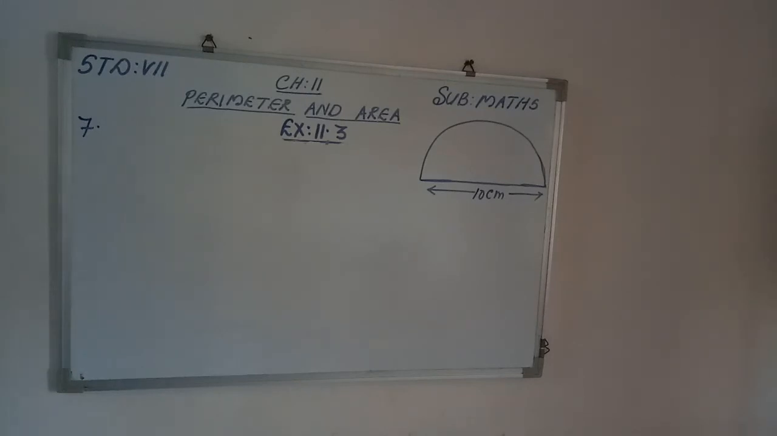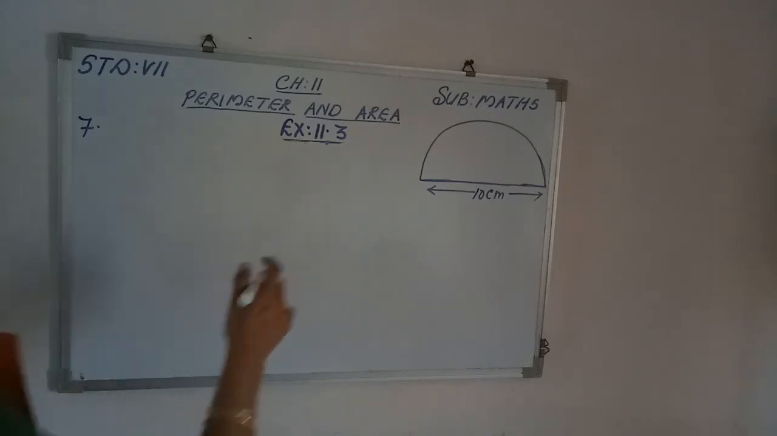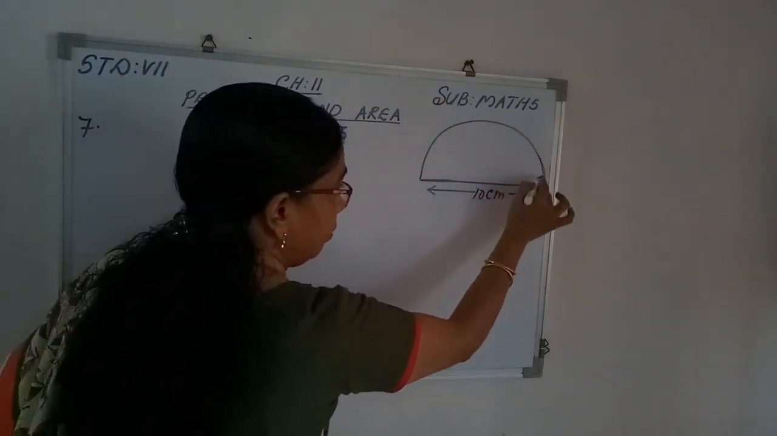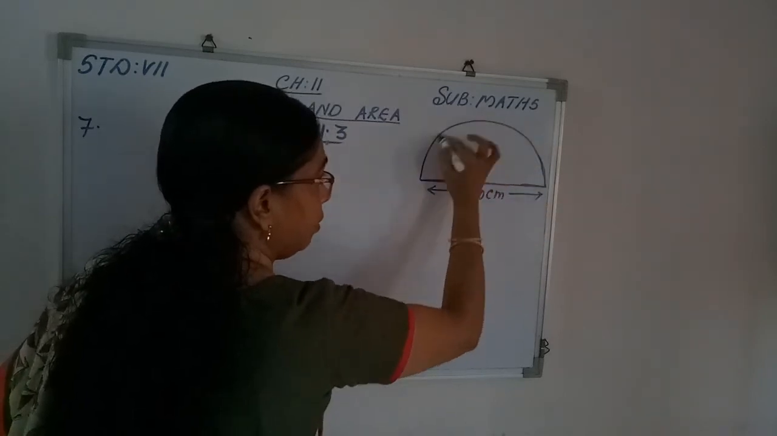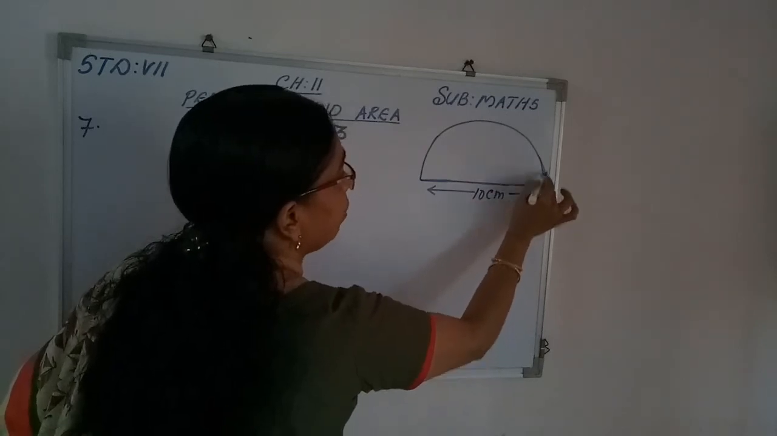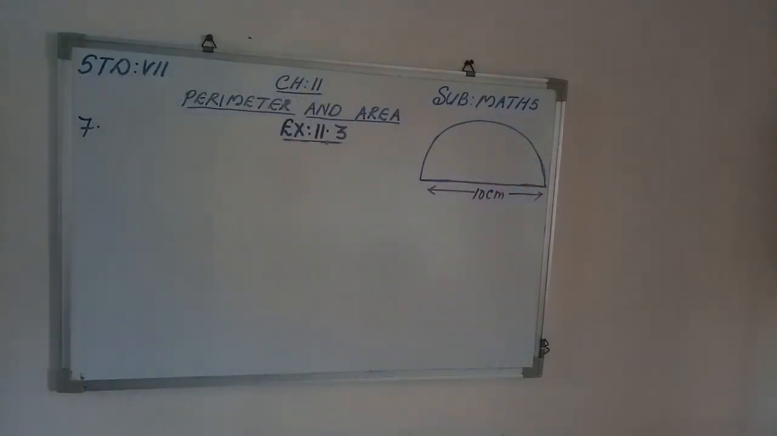In question 7, what you have to find out is, see, there is one figure given. You have to find out the perimeter of the given figure, which is a semicircle including its diameter. Diameter is given as 10 centimeter. That means you have to find out the perimeter, means total length. That is the circumference of the semicircle, this much portion plus this length, including the diameter. You have to find out the total length. For that the diameter is given.